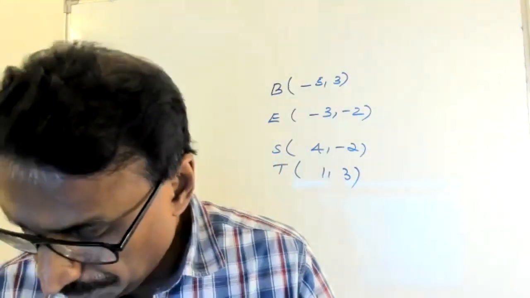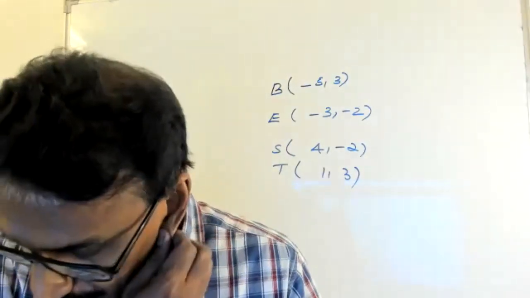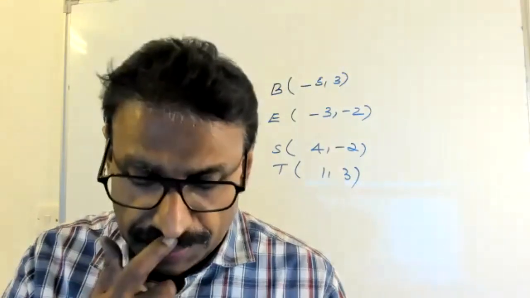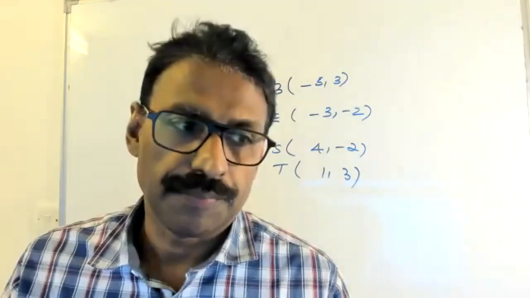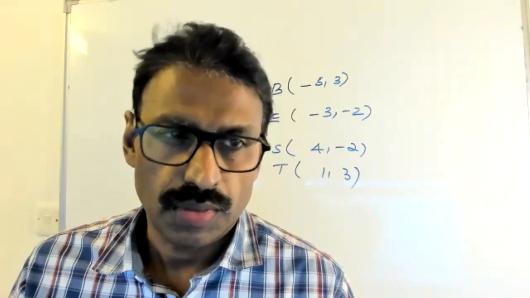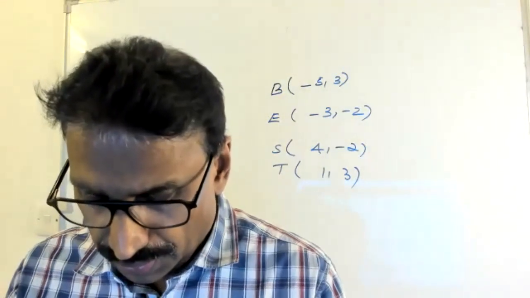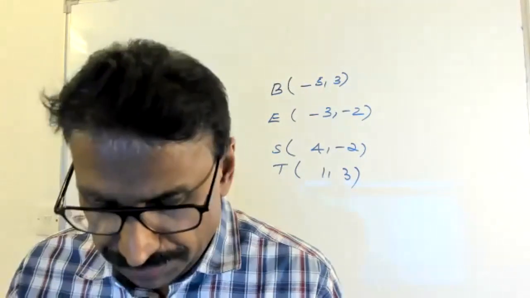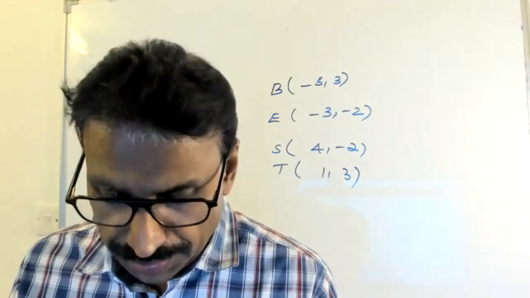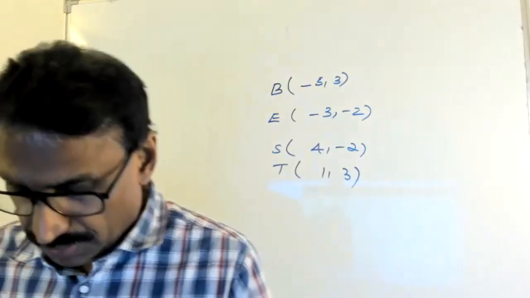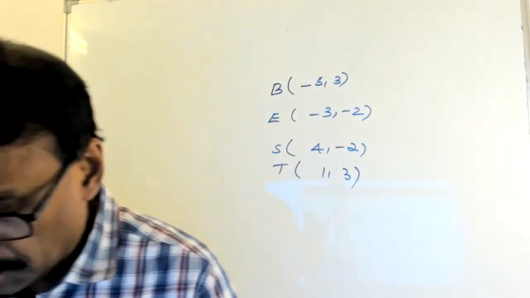Aheli, your previous question answer, minus 4, 5, is wrong. Where did you mark minus 4, 5? See, wait. 3, 2 is correct, 2, 3 is correct, and minus 4, 5 is wrong. You marked minus 5, 3 instead of that. Correct that. Okay. Now, this question.